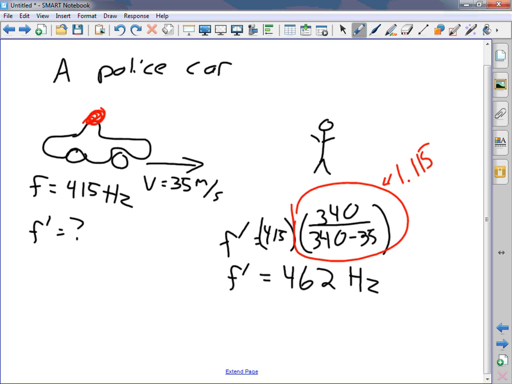How do you divide meters per second as well? Because there's one meter per second.